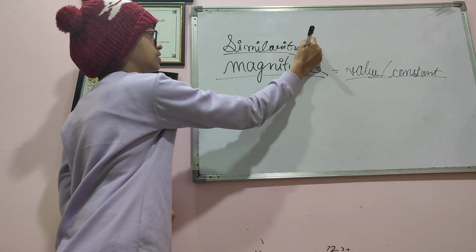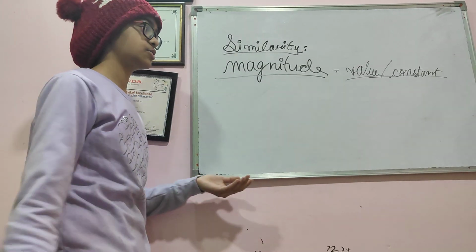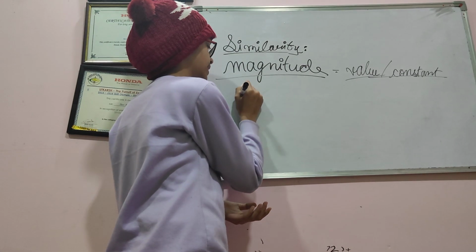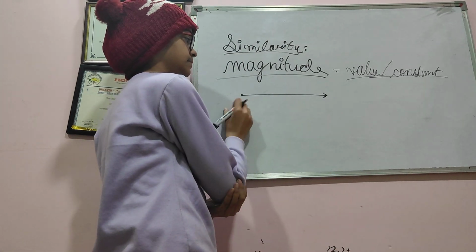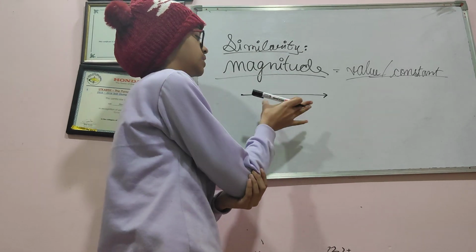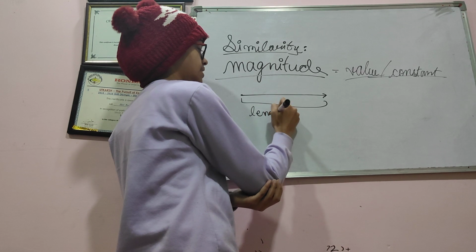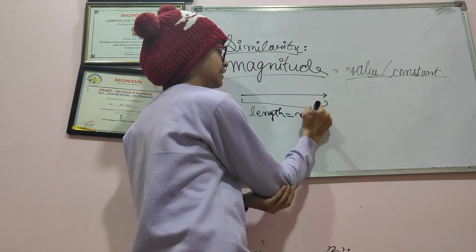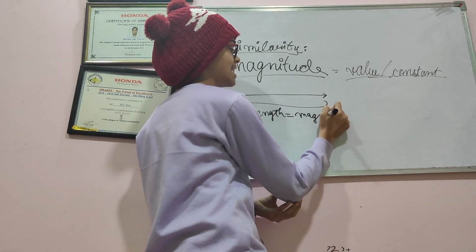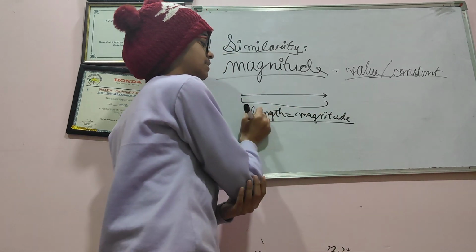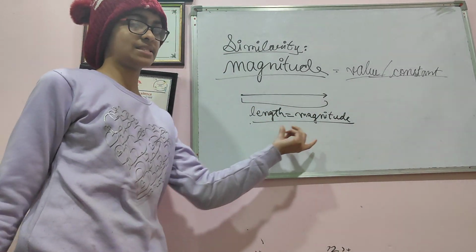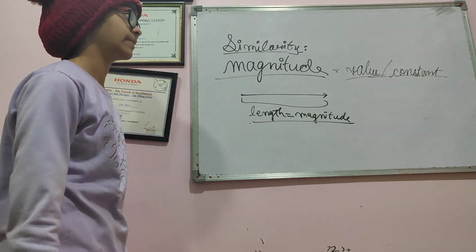But how can we find magnitude? Some of you might have already understood how we can find magnitude. Like this is a vector. Okay, we have a vector. So the length of the vector is equal to the magnitude of the vector. Means the length of the vector means the magnitude of the vector. Same thing.